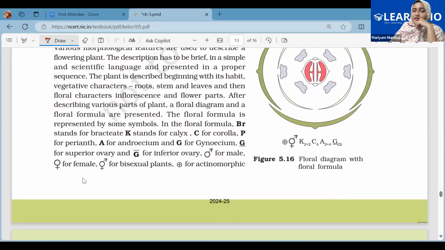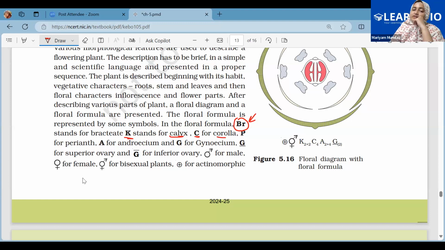So do you people remember bracteate flowers? The flowers that had bracts present were bracteate. So BR is for those flowers that have bracts present. Then capital K stands for calyx. Capital C stands for corolla.